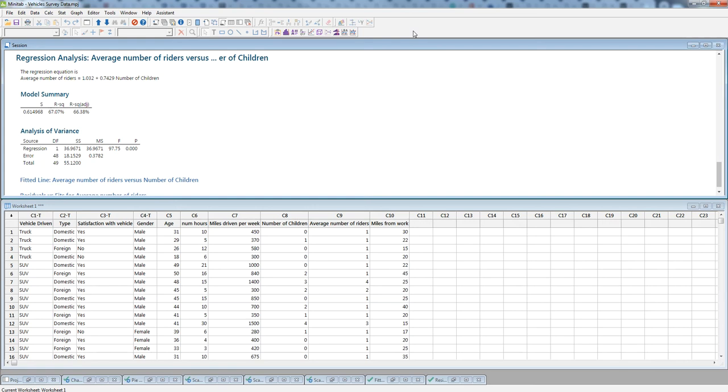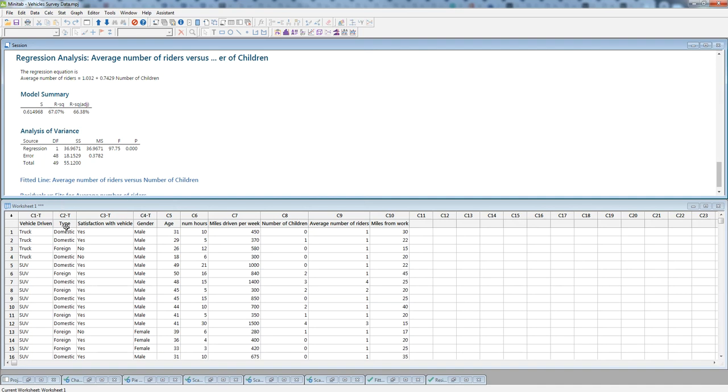So for this one, I am going to jump over to doing a confidence interval for a proportion, a hypothesis test, and then a confidence interval for a mean and a hypothesis test for a mean. So the first thing I'm going to do is a confidence interval for a proportion.